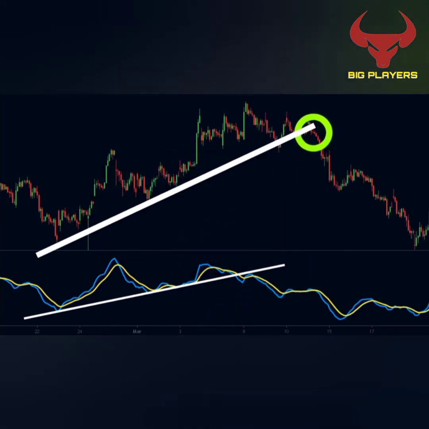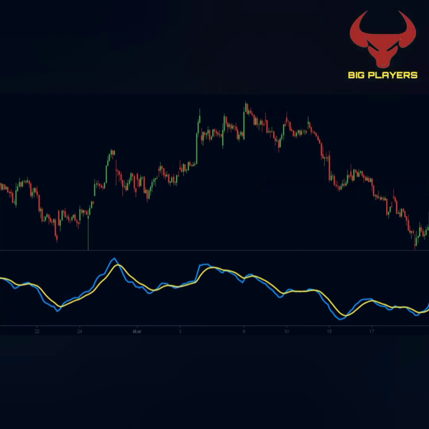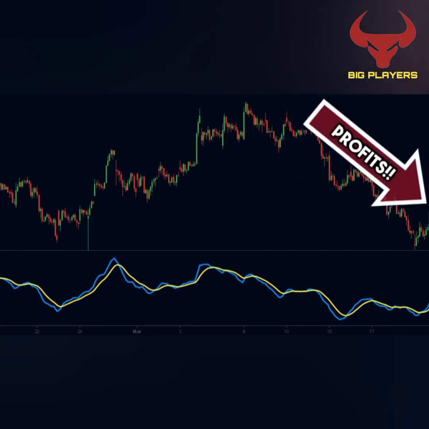Here is the breakout. We sell the stock here and keep our stop loss above the trend line. We can keep our targets at 2:1 risk-reward ratio. The reversal was successful in this instance, and hence we made profits.